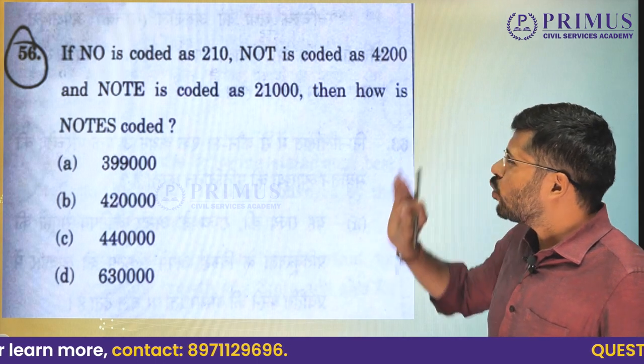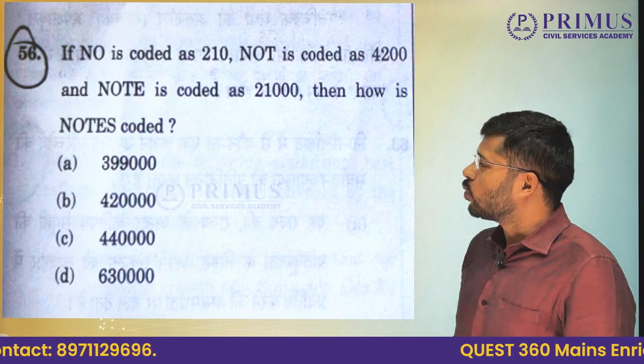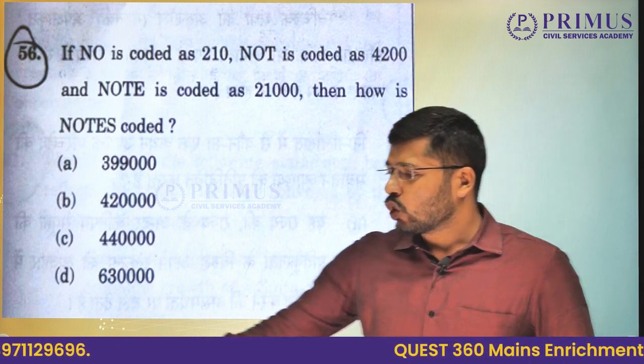If no is coded as 210, not is coded as 4200, note is coded as 21,000, then how is notes coded?